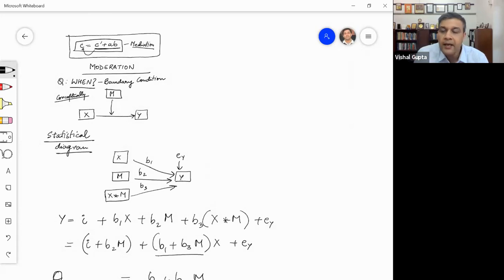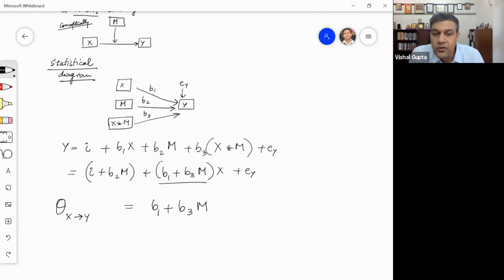The direct and the indirect will add up to be C. Okay, so what we are doing in mediation, we are just breaking down into two terms, the direct and the indirect effect. But then what does moderation do? Moderation says no. I'm not just looking at breaking up of the term. What am I doing here?